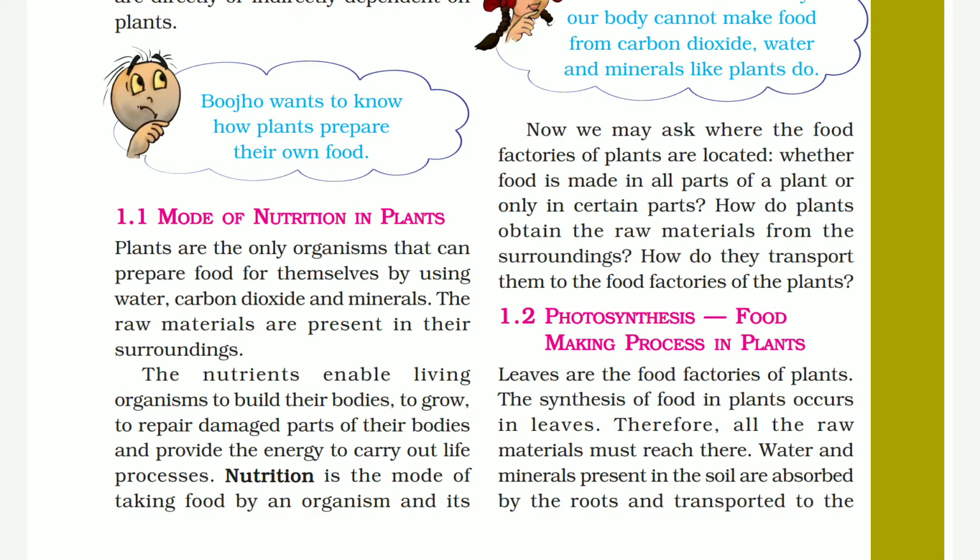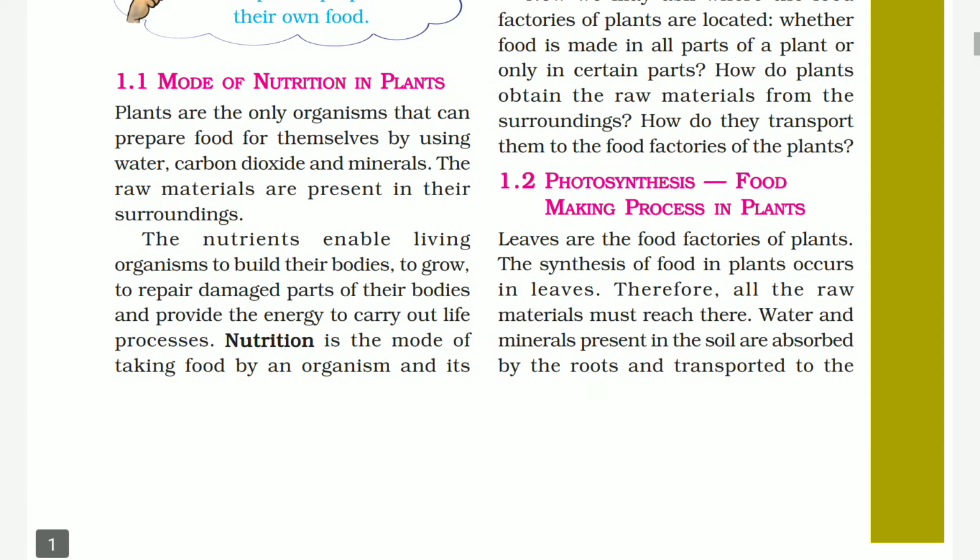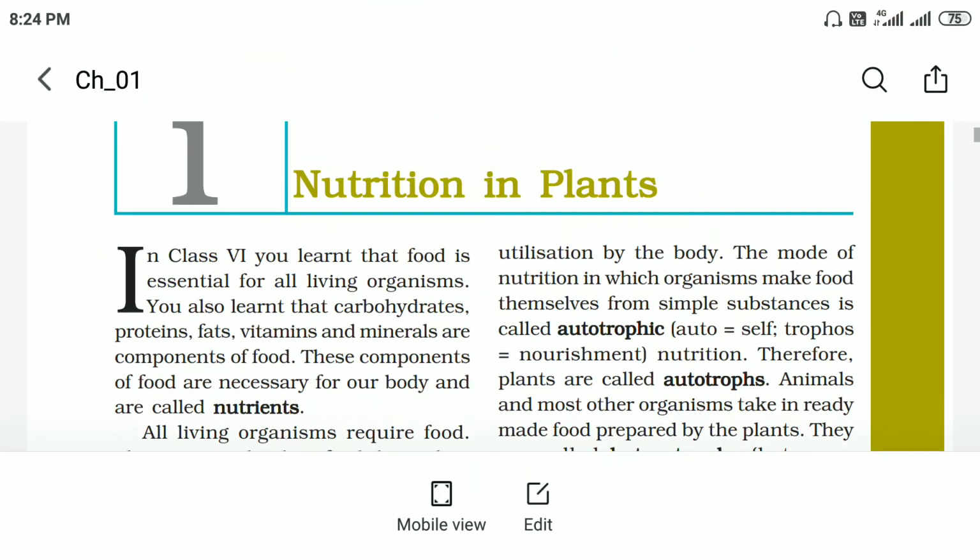Here they are talking about what plants require: water, carbon dioxide and minerals as raw materials to make their own food. The nutrients enable the living organism to build their bodies, to grow and repair the damaged parts of their bodies, right? So whatever food they eat is going to make their body grow and repair the damaged parts. Nutrition is the mode of taking food by an organism, right?